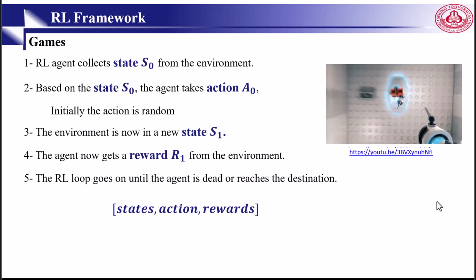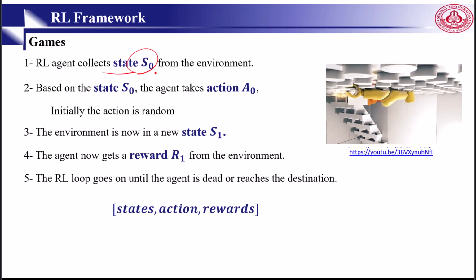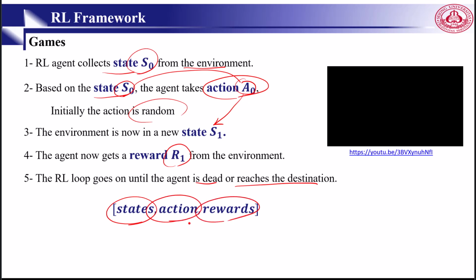So here, we have an agent and an environment. Then the agent collects a state S0 from the environment. Then based on the state S0, the agent takes an action, right? At the beginning, it will be random because the agent does not have any experience. Then from S0, by taking A0, it will transition to S1, a new state, right? Then by taking that action, the agent now gets R1 as a reward, right? Then the RL loop goes on until the agent is dead or reaches the destination. So we have states, we have actions, and we have rewards.